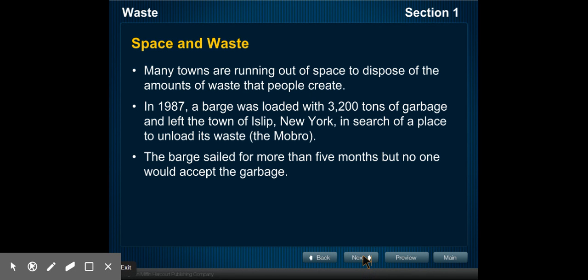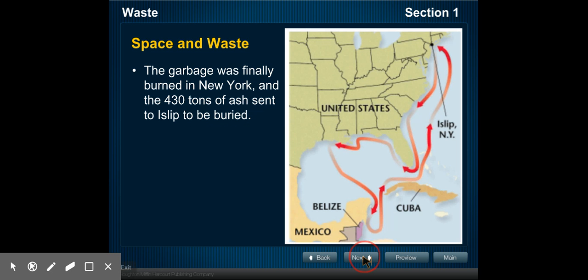We know that towns are running out of space, and we actually began the unit looking at the Mobro in 1987, the garbage barge that traveled all over the United States trying to get rid of the garbage and had a heck of a time doing that. Ultimately it ended up back in New York in Islip, where it was burned and then finally buried. That incident raised awareness for people and really got people to start thinking about recycling. And that's when recycling efforts really took off in the United States. But again, I think we still have areas that we can improve on.